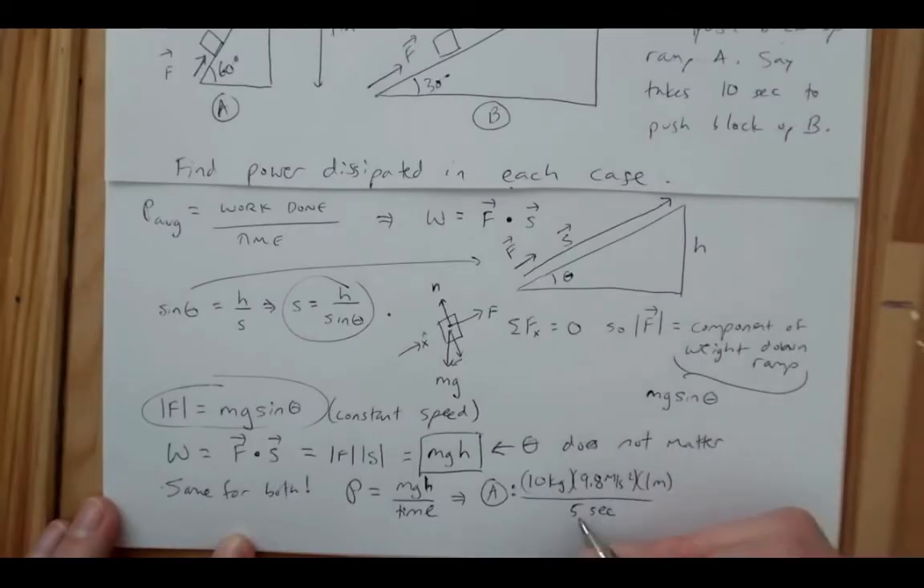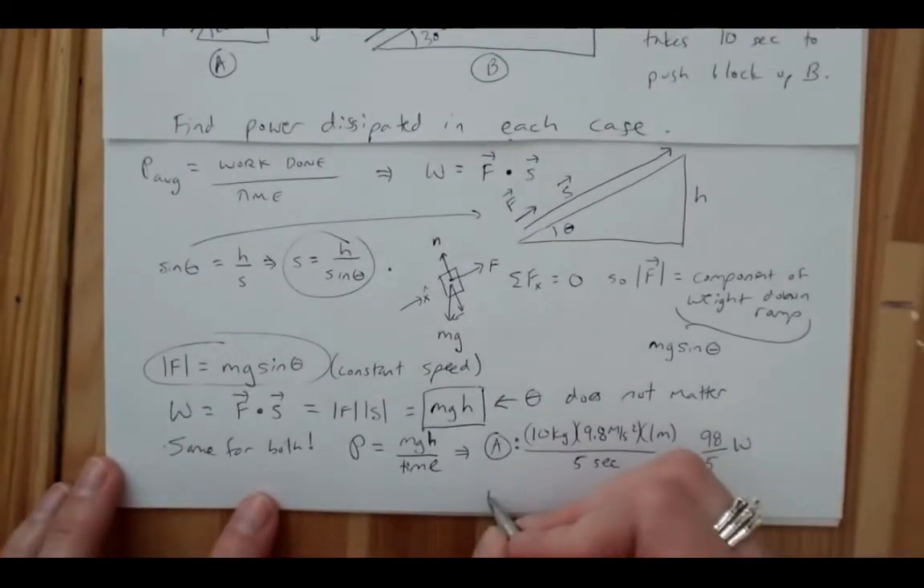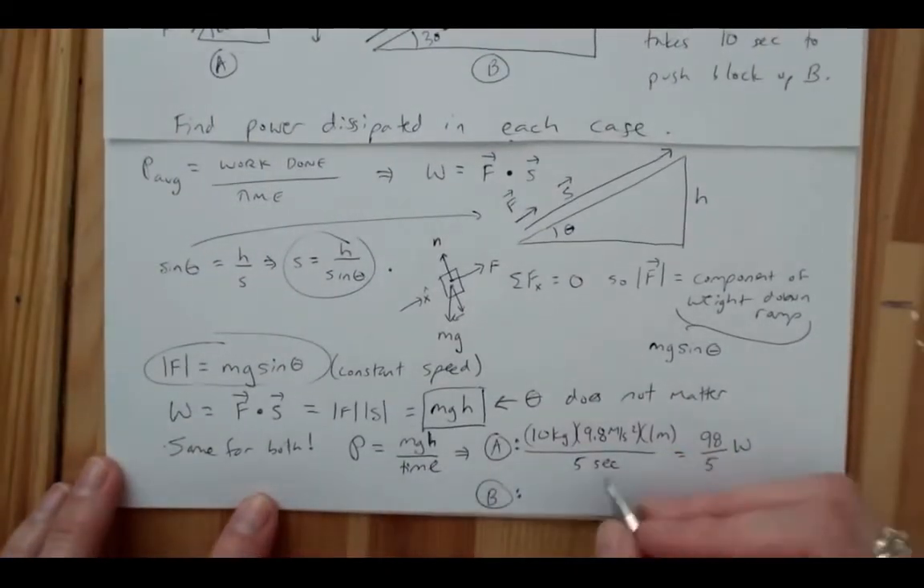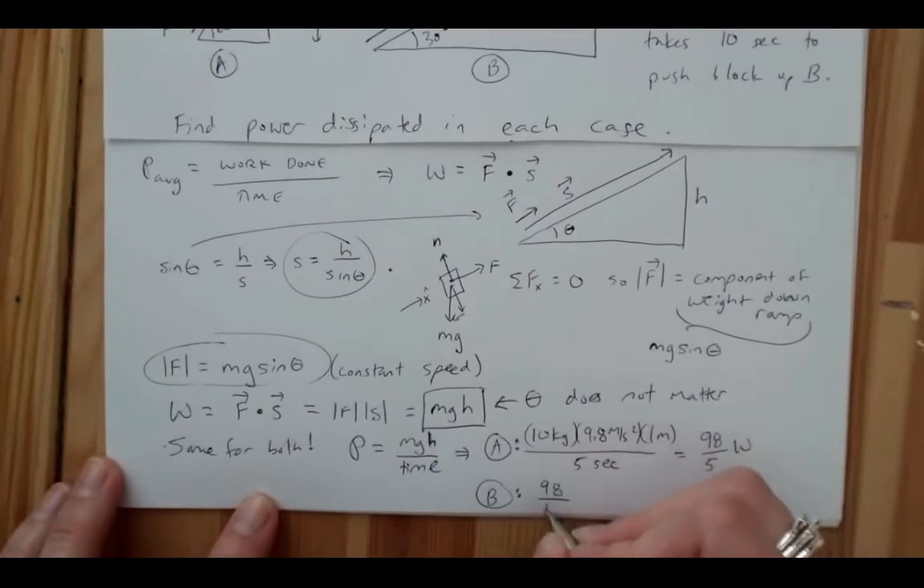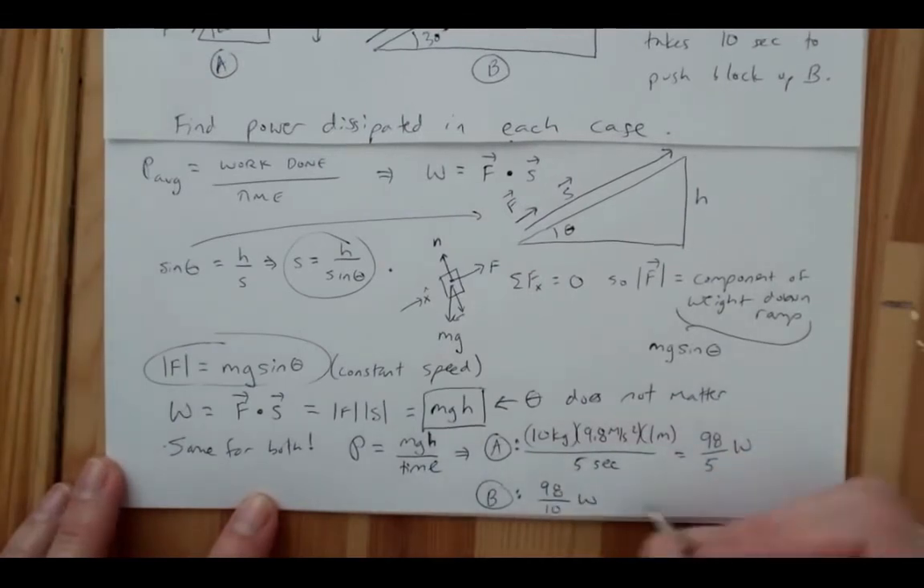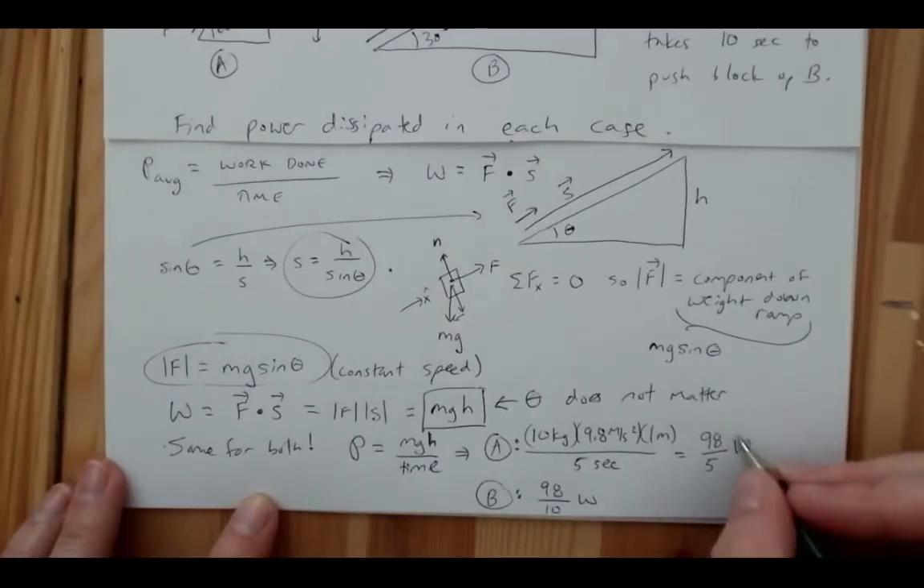And in case B, it would be divided by 10 seconds. So here we're going to end up with 98 divided by 5, and that would be our watts. And for case B, we're going to end up with 98 divided by 10 watts. And then we can see that the shorter time is going to be a bigger power.